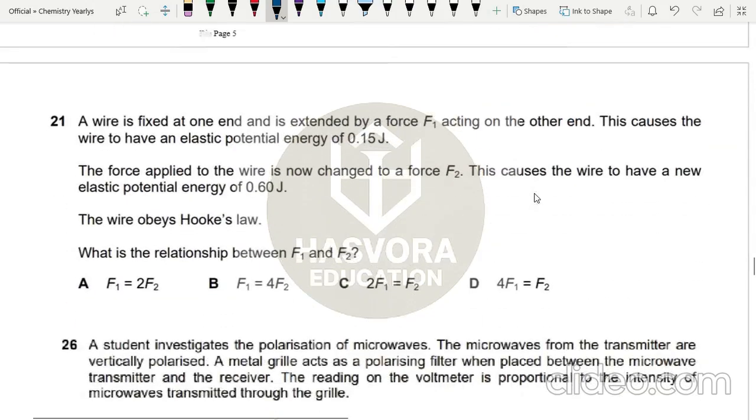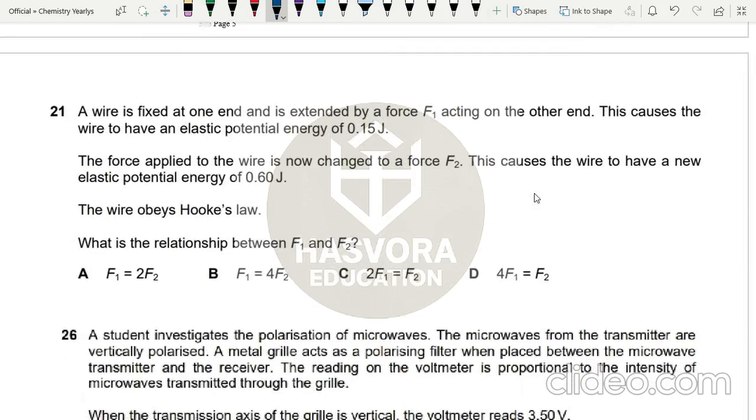Let's find out the answer for the next question, which is: a wire is fixed at one end and is extended by the force F1 acting on the other end. This causes the wire to have an elastic potential energy of 0.15 joule. Do you remember the formula for the elastic potential energy? It is half Fx. Now they have only given you the EPE, elastic potential energy, and the force F1, not any other thing. The force applied to the wire is now changed to the force F2. This causes the wire to have a new elastic potential energy of 0.6 joule. Again they have given you the other force and this EPE.